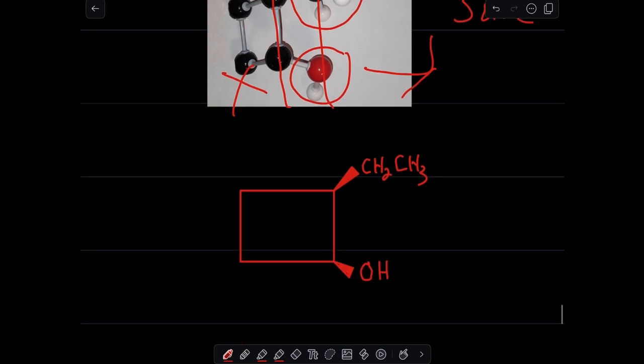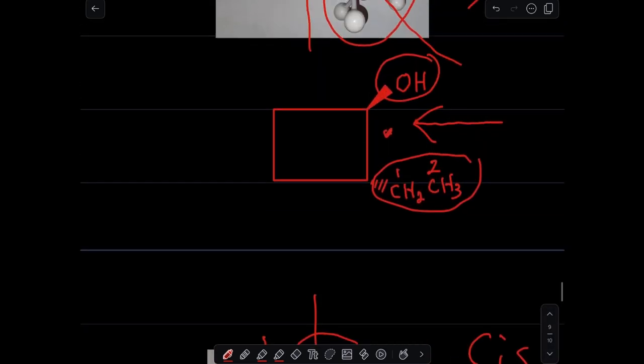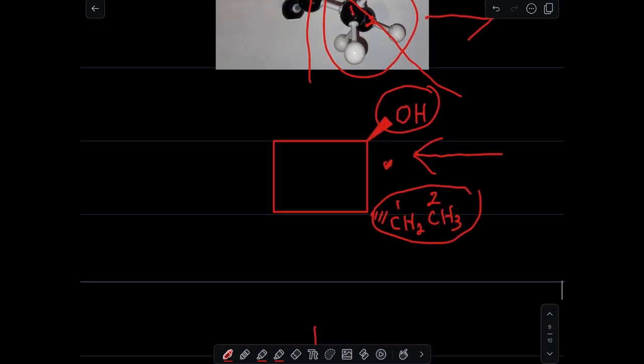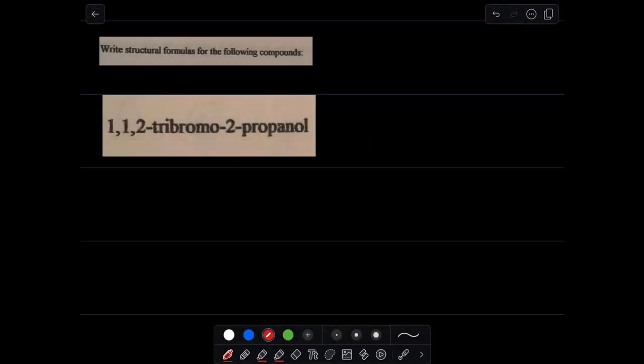And it doesn't matter that I flipped the alcohol and the ethyl group. The same idea applies either way. If you have the solid wedge, it's going to be a cis configuration. If you have this little line wedge here, it's going to be a trans configuration. Anyway, hope that helps. All right, so how would you write the structural formula for this compound?